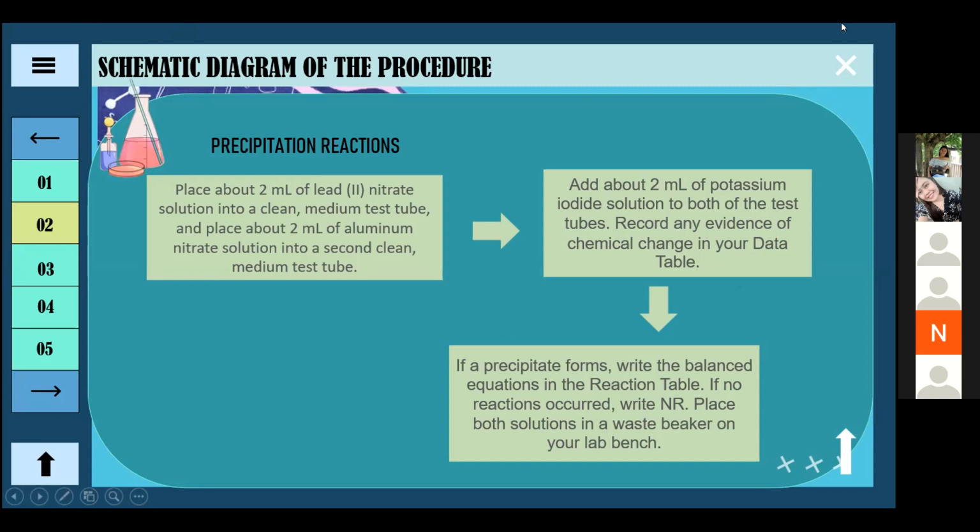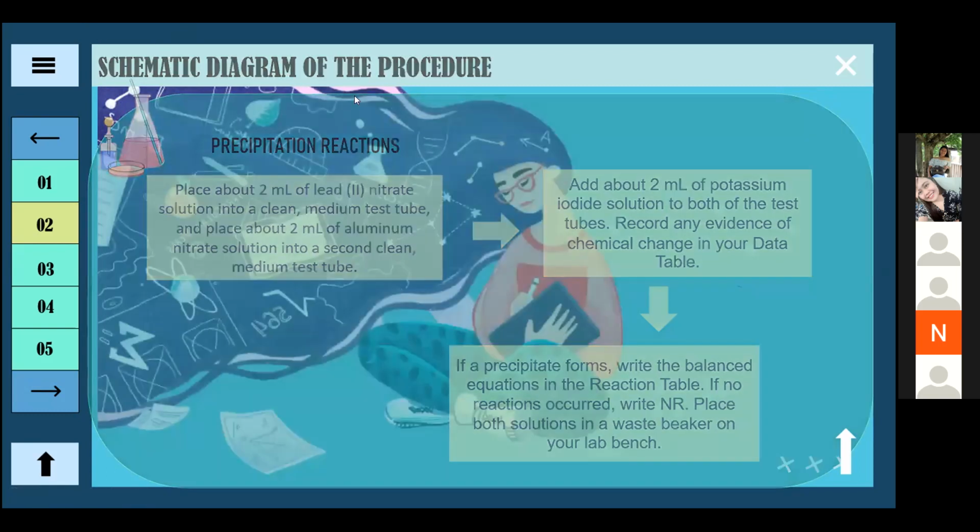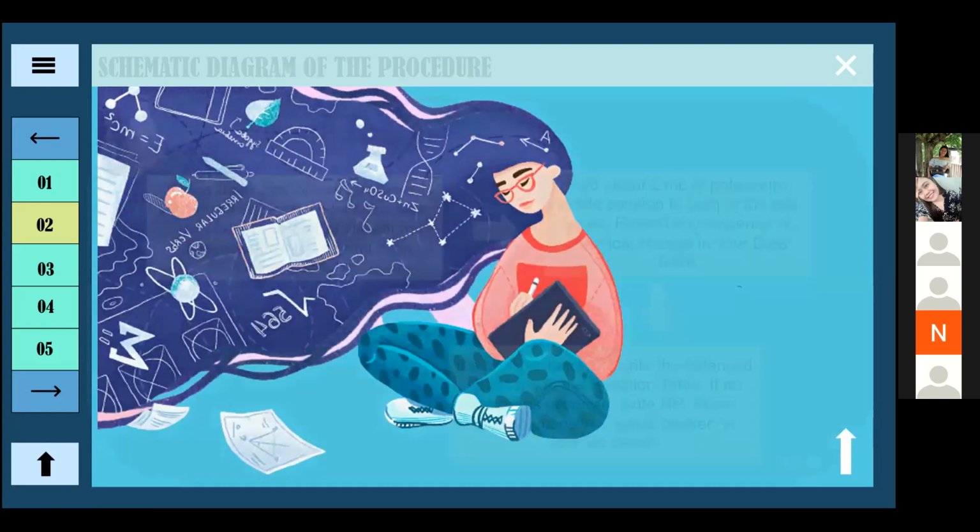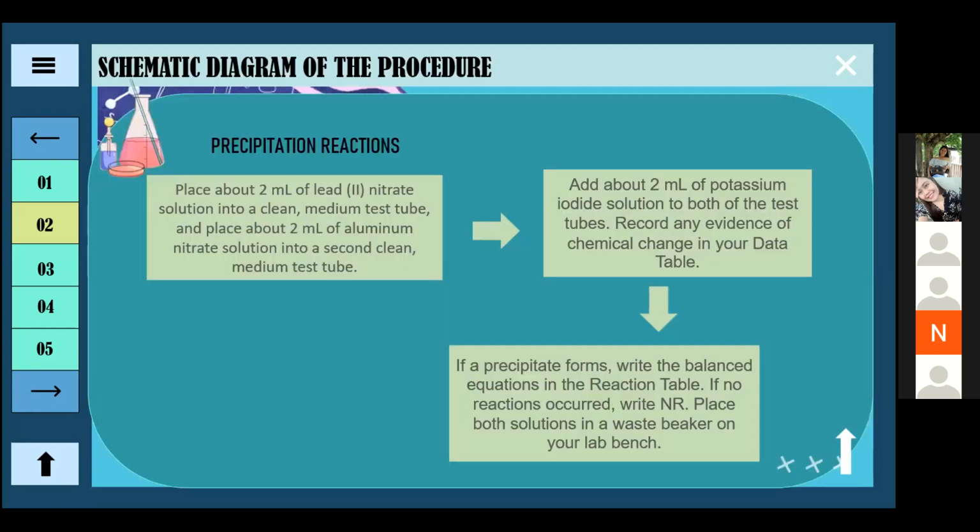Precipitation reaction. First, place about 2 ml of lead 2 nitrate solution into a clean medium test tube and place about 2 ml of aluminum nitrate solution into a second clean medium test tube. Next, add about 2 ml of potassium iodide solution to both of the test tubes. Record any evidence of chemical change in your data table. Lastly, if a precipitate forms, write the balanced equations in the reaction table. If no reaction occurred, write NR. Place both solutions in a waste beaker on your lab bench.